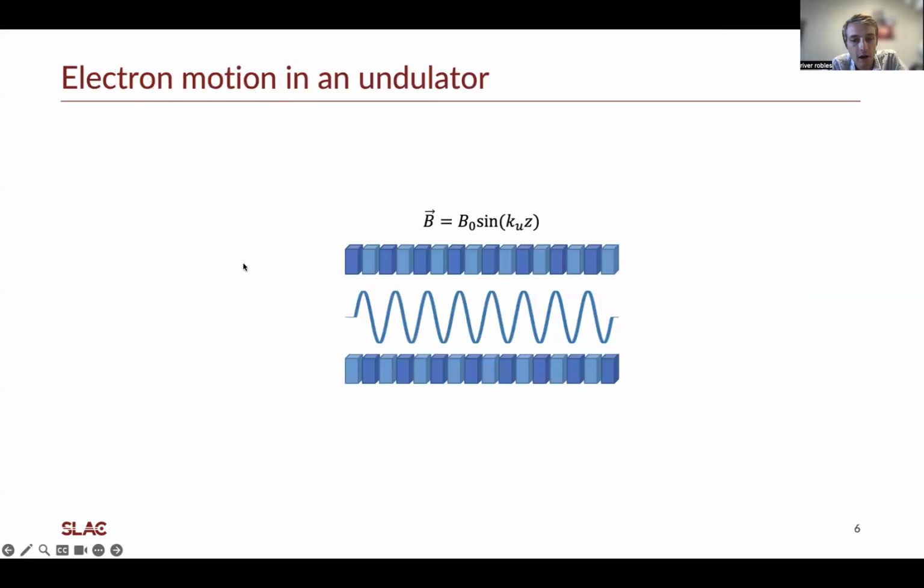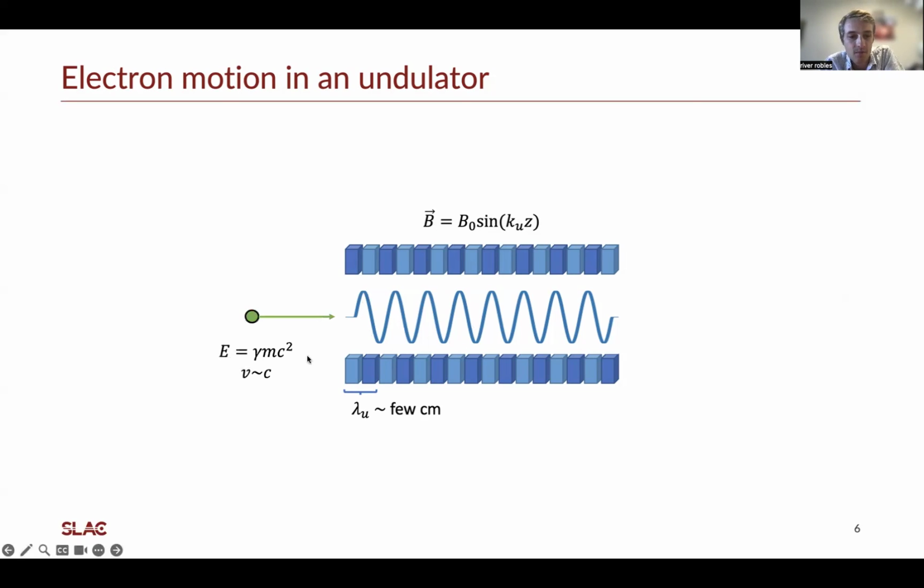If we cartoonize that, it looks something like this, where, as I said before, the first pair of magnets forms a dipole with some polarity. The second pair forms a dipole of the opposite polarity. As we move along, we do this periodically so that we form some magnetic field, where the peak of the magnetic field is about a Tesla. The shape is sinusoidal, and the period of that sine wave is typically a few centimeters in undulator magnets used at synchrotrons and free electron lasers.